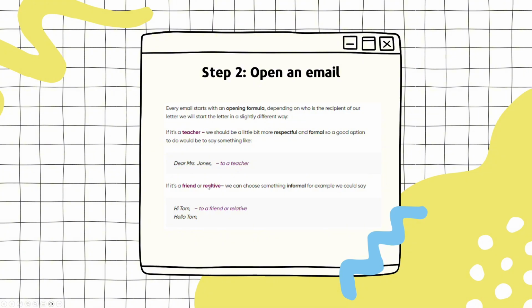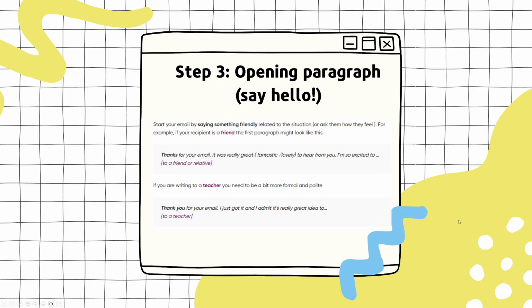When it's to a friend or relatives, we can choose something informal. For example, we can say, hi Tom. Hello Tom. Or you can also use Dear Tom, but it feels more straight. So just go for hi or hello Tom, to a friend or relatives. Someone who you are close to, right? Then after you give the salutation, the greeting just now, you open the paragraph.